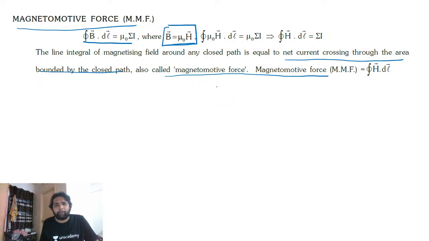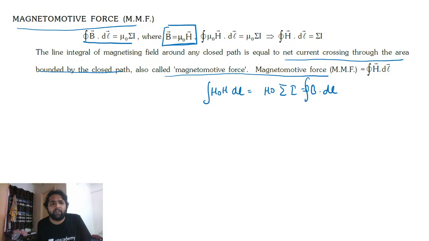Is it clear? So mu naught into H·dl is nothing but mu naught into summation of I. So this is nothing but integration of B·dl, no? B can be written as mu naught into H. So this is what we will get. Magnetomotive force, MMF, is defined as integration of H dot dl, which is the summation of total current.